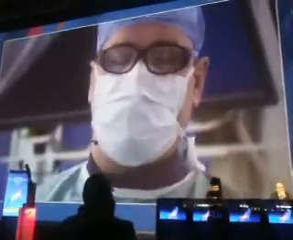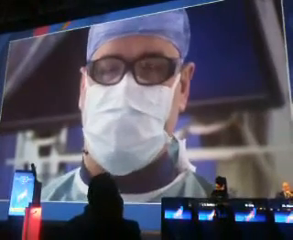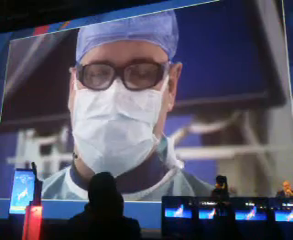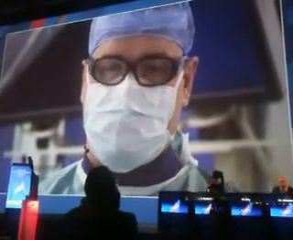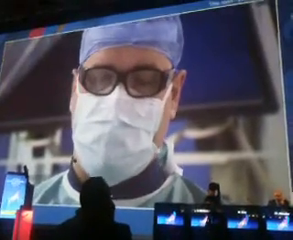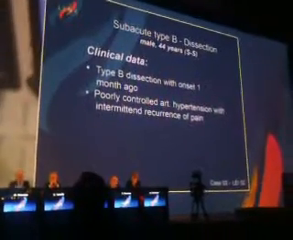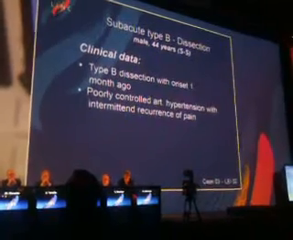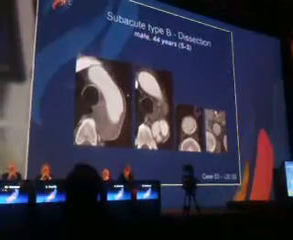We are here with a 44-year-old male patient with a subacute type B dissection. As a risk factor, he has arterial hypertension and he is an ongoing smoker. Next slide, please. He showed up at our hospital with a type B dissection 1 month ago, and he still has poorly controlled arterial hypertension. He has some recurrent intermittent pain.